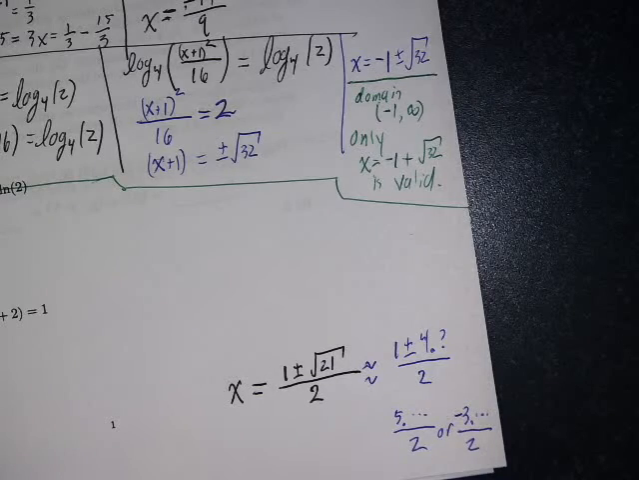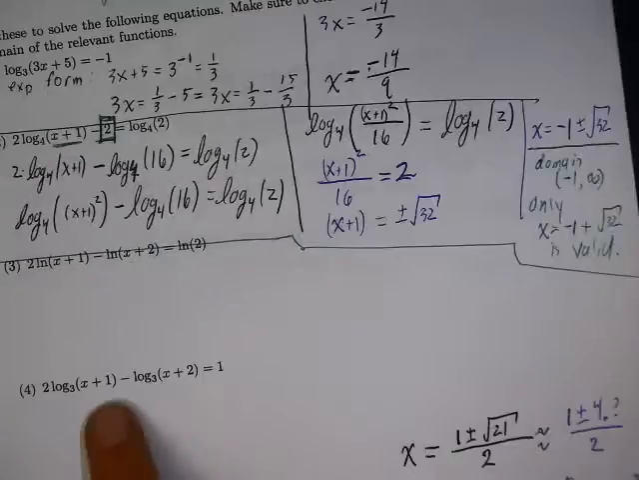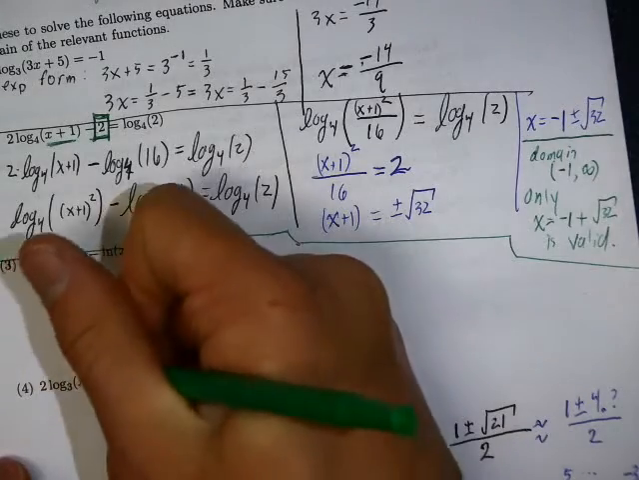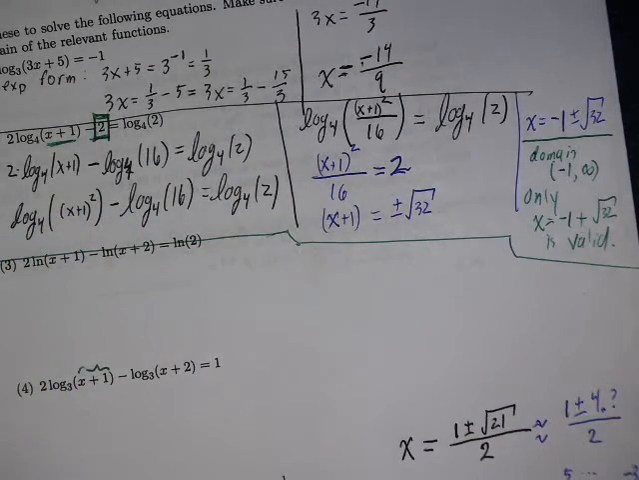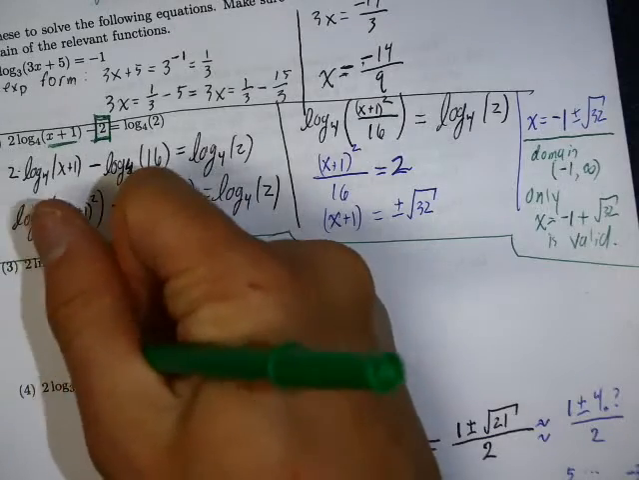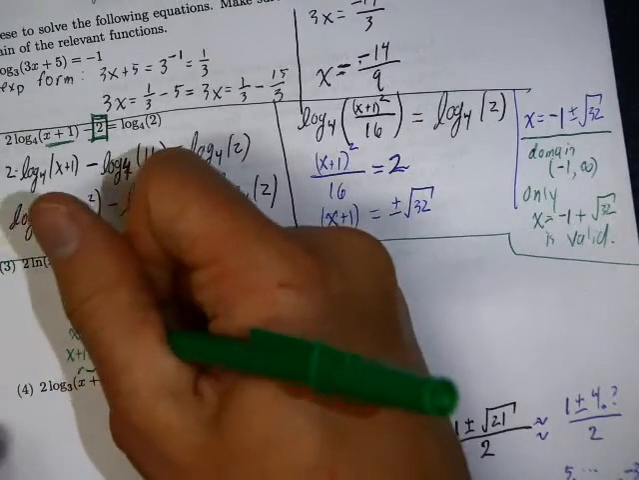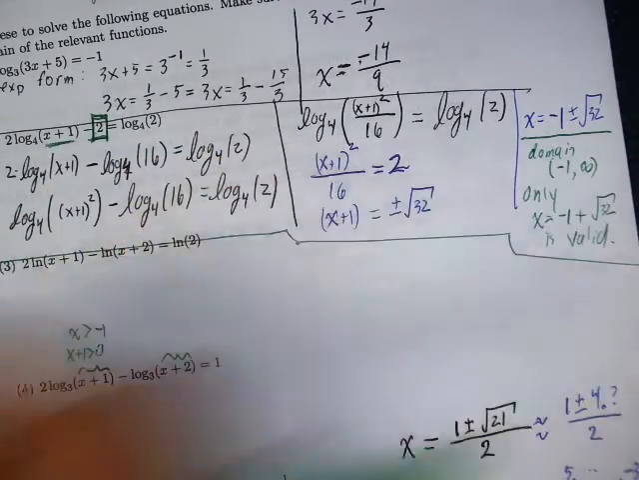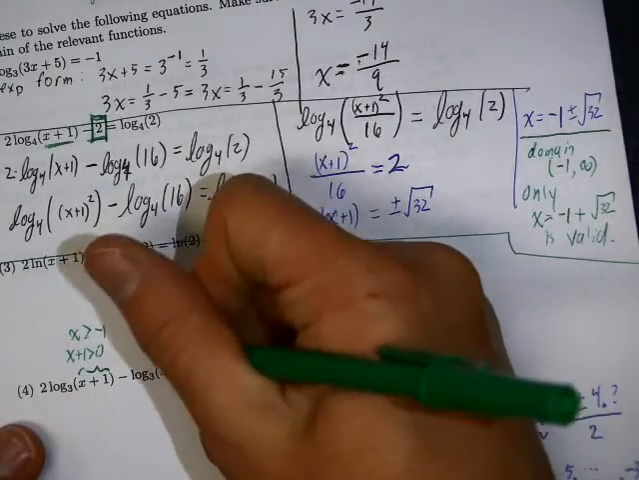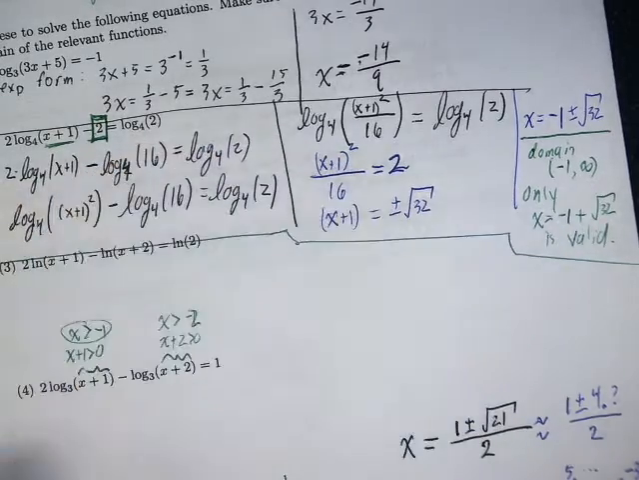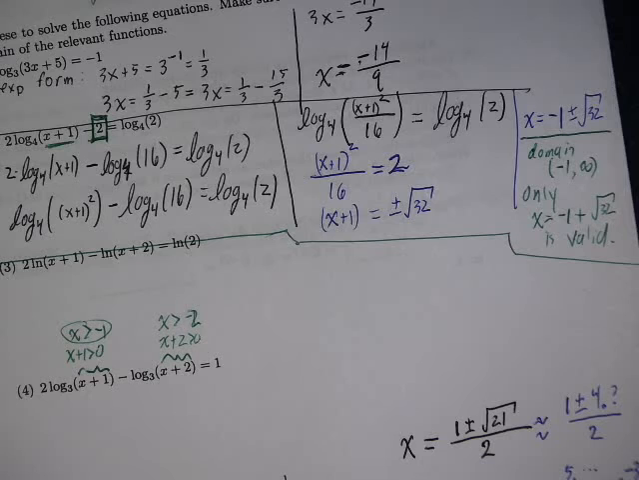And now let's think about domains. I see an x plus 1 inside of a log, so what has to be true? What types of things can we see inside of logs? So x plus 1 needs to be bigger than 0. So what can you tell me about x? X has to be bigger than negative 1. I see here an x plus 2 inside of a parenthesis, so that means x plus 2 has to be bigger than 0, so x has to be bigger than negative 2. But that's the weaker condition anyway. So x has to be bigger than negative 1. Are both of those answers bigger than negative 1? No, one of them's too negative.